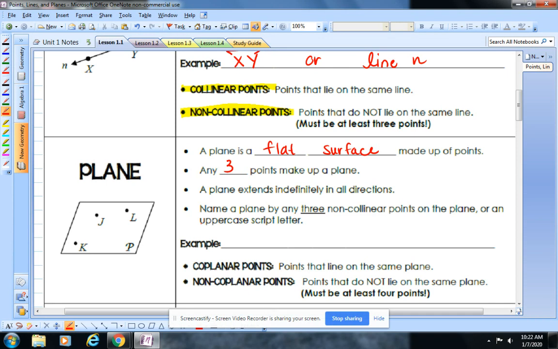All right, a plane extends indefinitely in all directions. So lines go forever. We know that. That's why we have arrows on them, right? Lines go in all directions. So do planes. Planes can be extended in all directions.